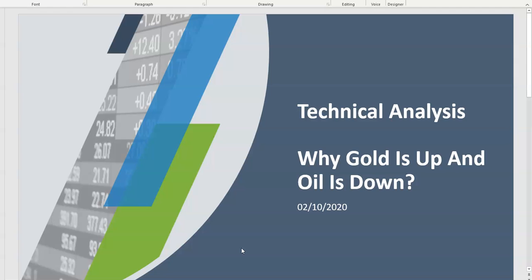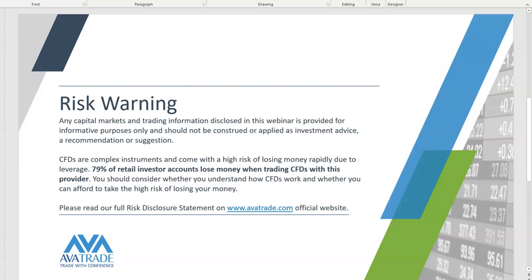Gold prices are soaring and oil prices are plunging. So let's go and have a look at that. Why is that? The one major fundamental reason behind that is Donald Trump has tested positive for coronavirus. And this means that investors and traders are diversifying in terms of their risk.